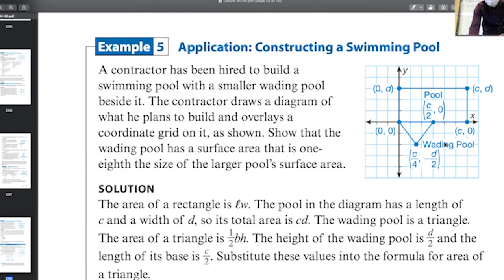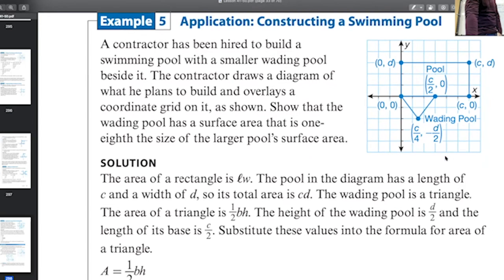So to find the area of that, it's 1/2 base times height. So C over 4 times the height of that, which would be D over 2, which would be 1/8 times CD, or CD over 8. Okay, that's 1/8 CD, which is the area of the swimming pool. So that works. Okay, that's it.